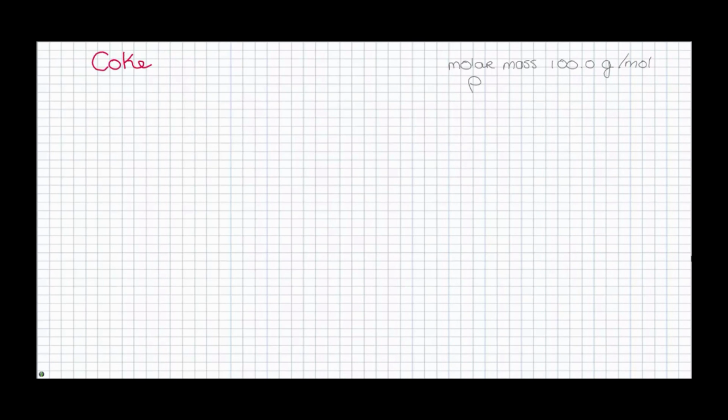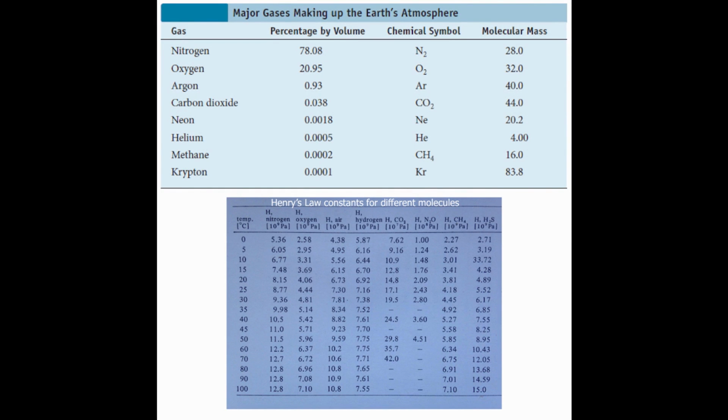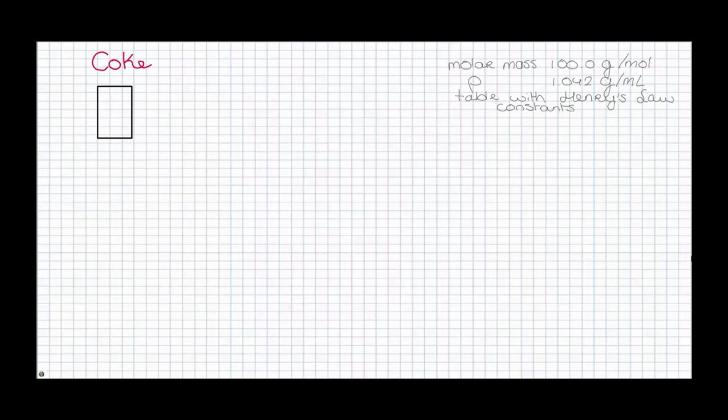In the right corner you see some given data about the Coke. You also got a table with some Henry constants for different molecules at different temperatures. In the first question, the bottle of Coke is closed, has a volume of 1.5 liters and is located in the fridge, so at a temperature of 5 degrees Celsius. The partial pressure of the carbon dioxide in the bottle is 3 bars. And we want to know the concentration of carbon dioxide in the bottle liquid. So the amount of carbon dioxide that is dissolved from the gas phase into the Coke.